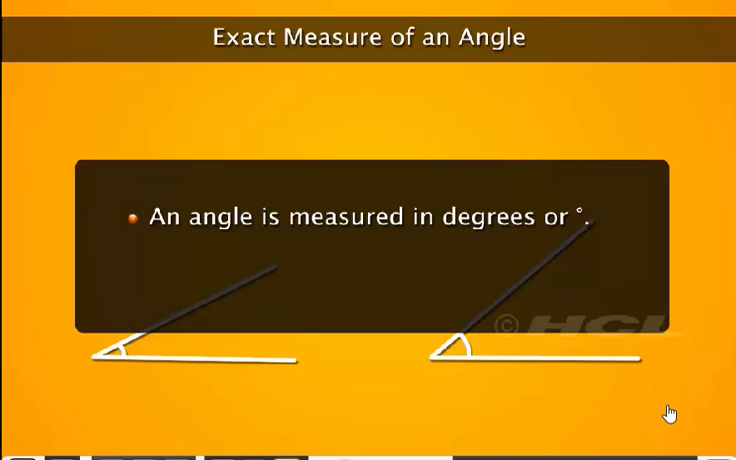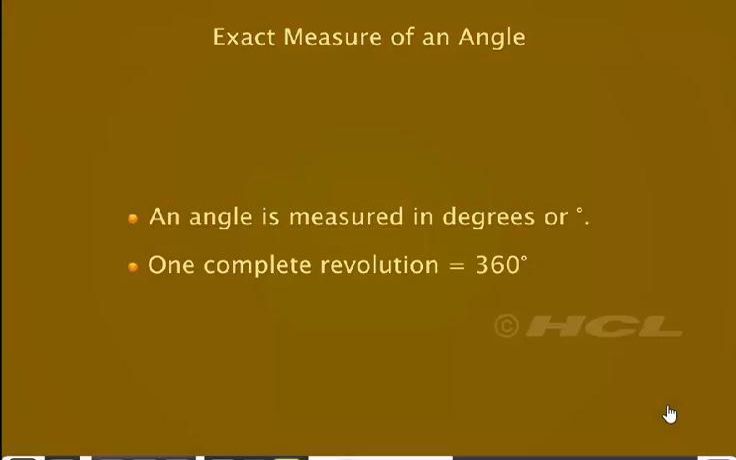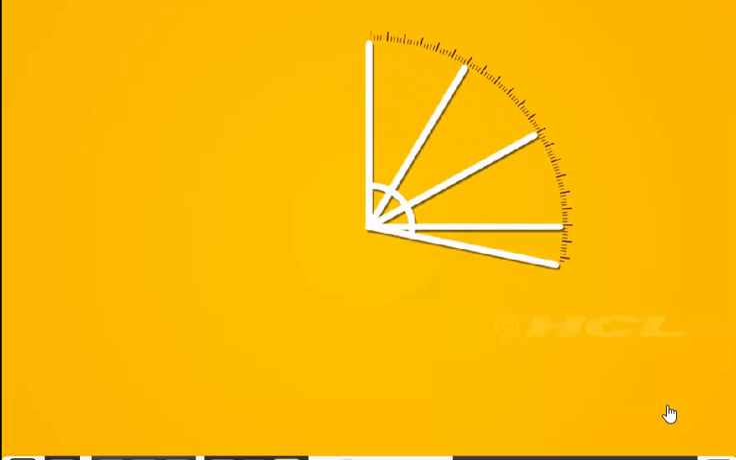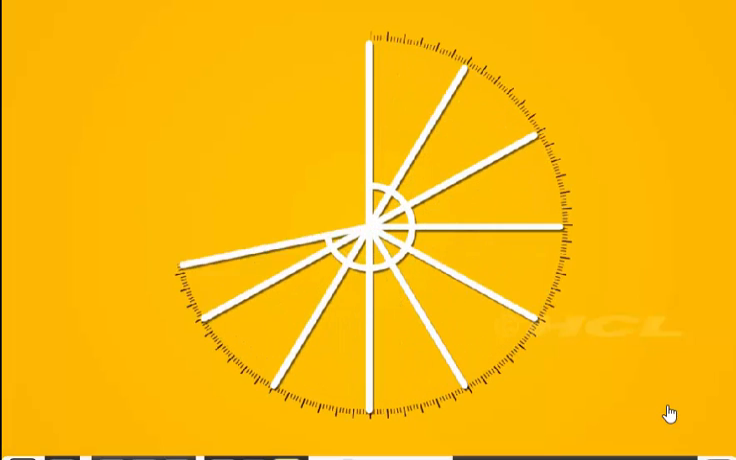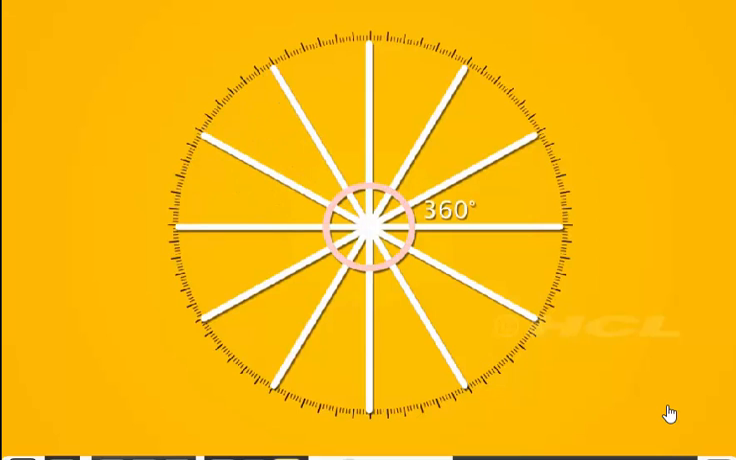An angle is measured in degrees. One complete revolution is said to be 360 degrees. So, if you divide a complete angle into 360 parts, each part will be a degree.